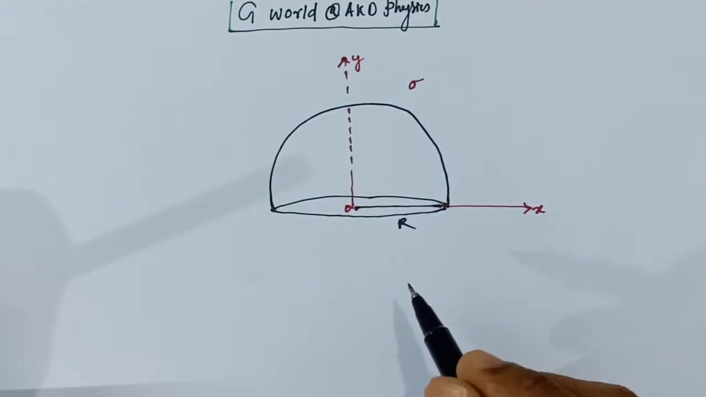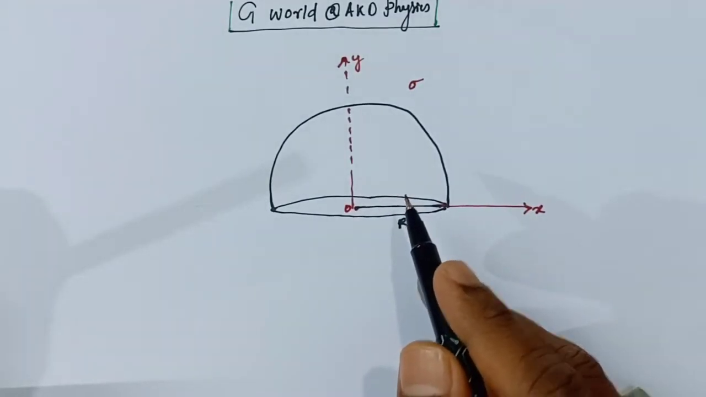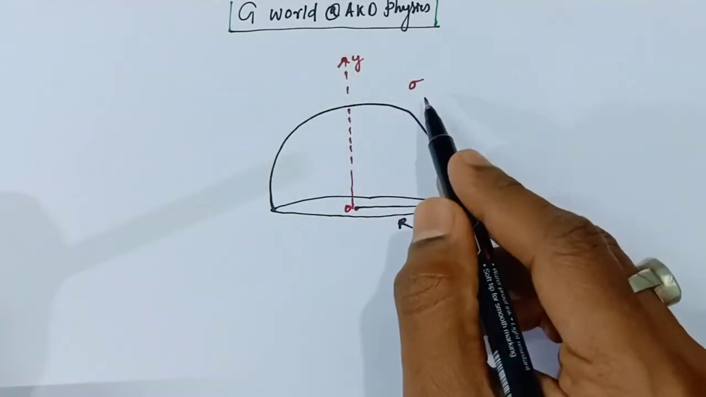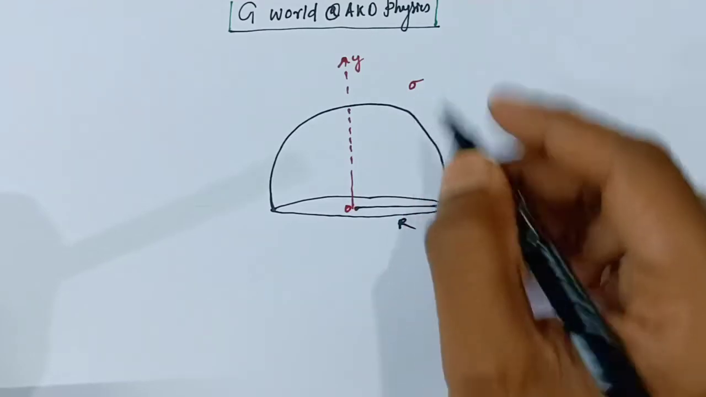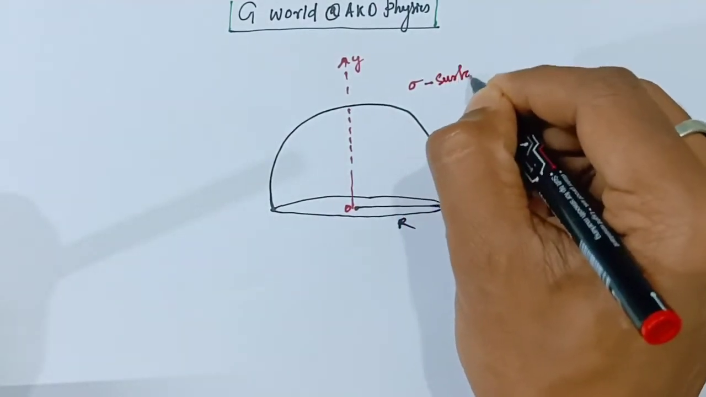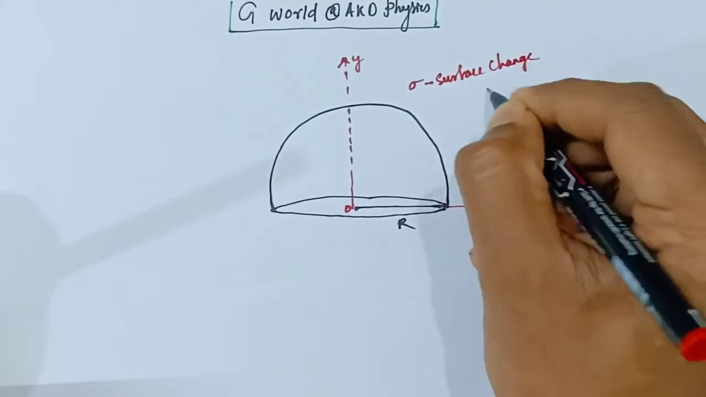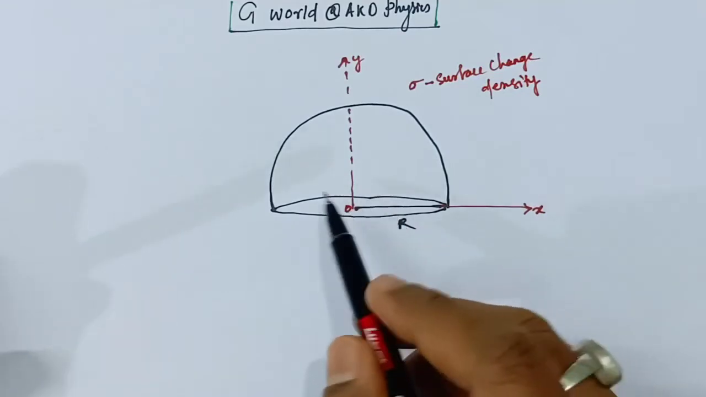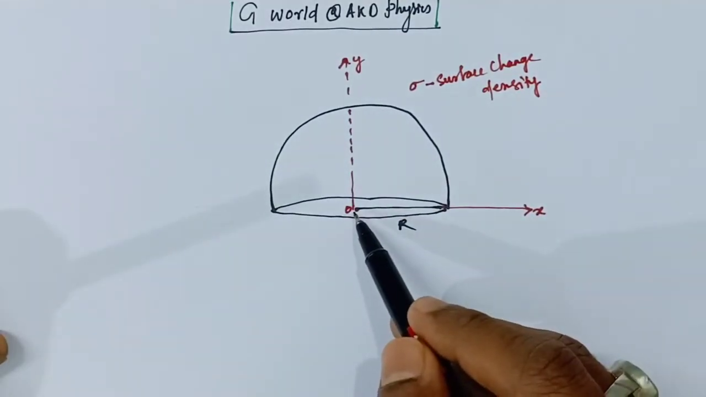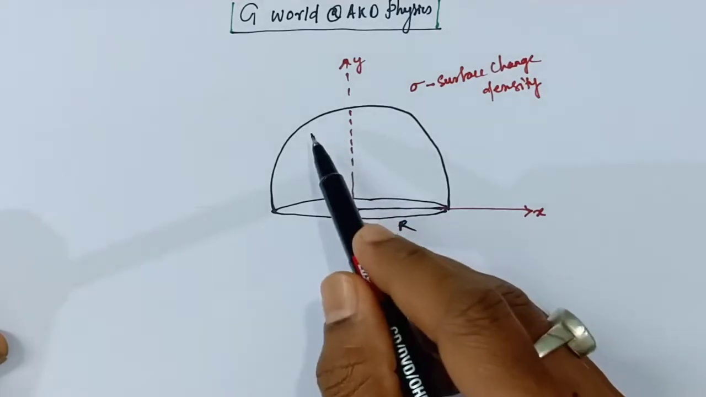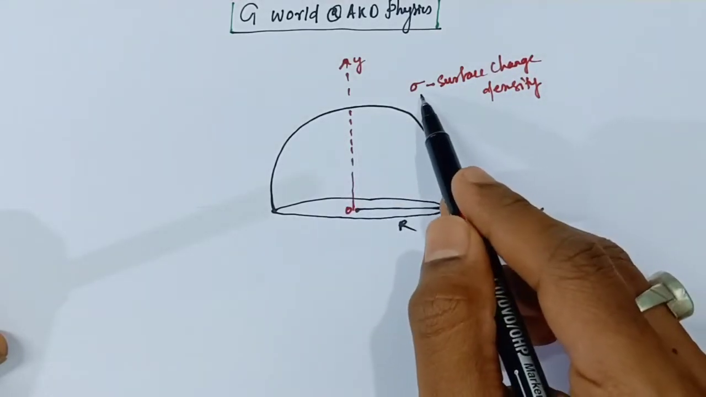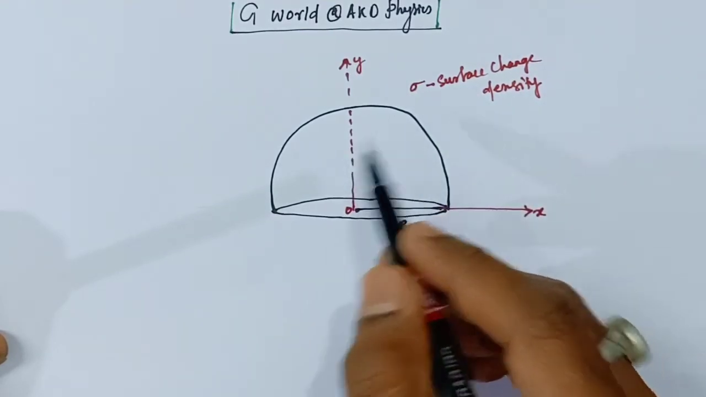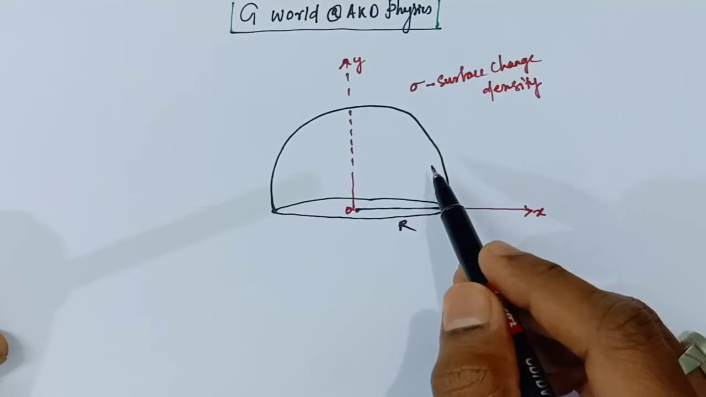Today we will discuss one of the applications of the electric field: the electric field at the center of a non-conducting hollow hemisphere having surface charge density sigma. This sigma is called surface charge density. Let me one more time repeat what we will derive. Today we will derive the expression of electric field at the center of a non-conducting hollow hemisphere having surface charge density sigma. When you are talking about a hollow hemisphere, this hollow hemisphere is an extended body.